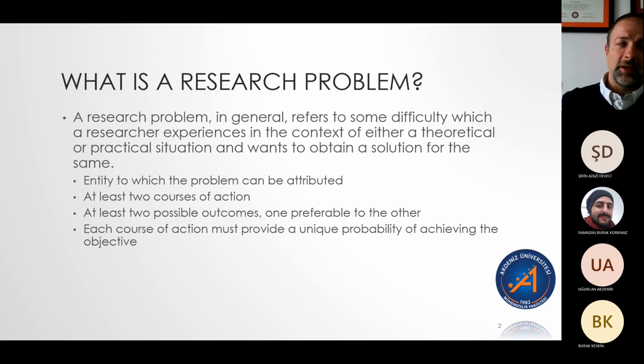The case, if they do get infected, the case that they experience is a milder case, something like that. Okay. The course of action must provide a unique probability of achieving the objective. So what is the probability that doing nothing produces reduced cases? What's the probability that giving a vaccine produces reduced cases or milder cases?